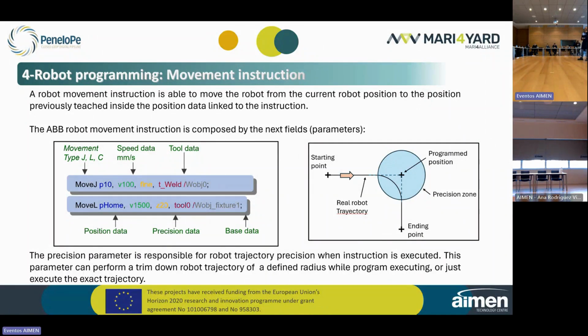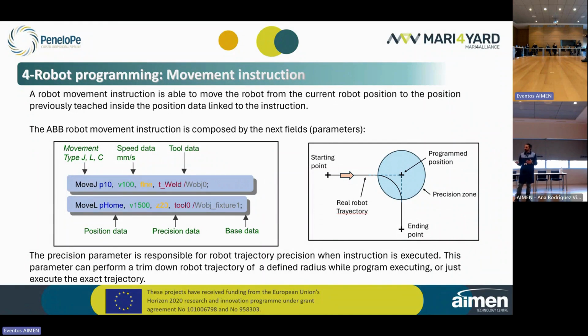Okay, next parameter is the precision data. This arrow is not pointing correctly, but this is the position data. The data with the name of fine or with the name of Z20. This data is the precision we want the robot to reach one point in the space during robot trajectory movement, right? So, of course, if we are going to work with a robot, we want to perform the process with the highest accuracy possible, of course.